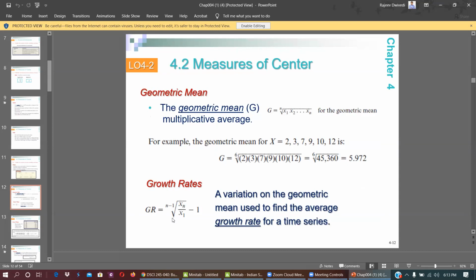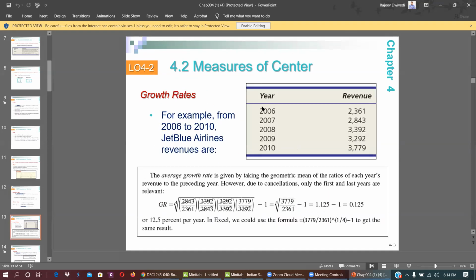So this is the formula: the (n minus 1)th root of xn divided by x1, minus 1, if there are 5 data values. Or you just multiply all of them and take the root. So this is the geometric mean. How do we do it? I'm going to explain. We are also going to work on it in our calculator. We have this in our Minitab also.